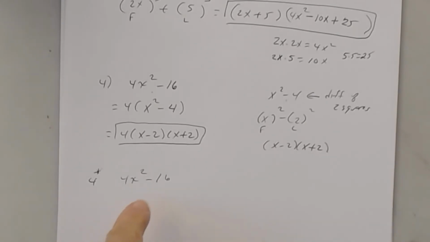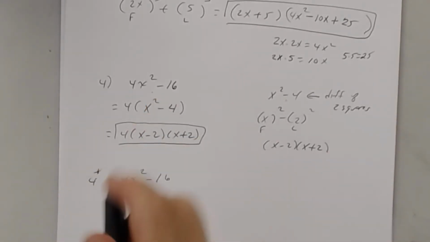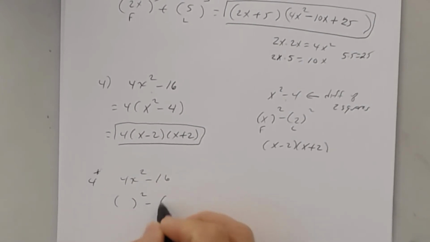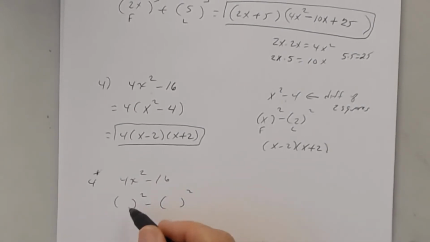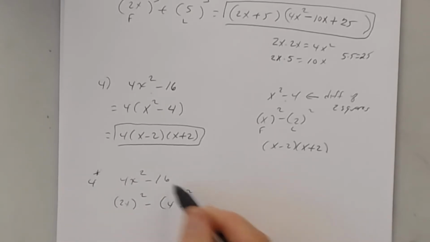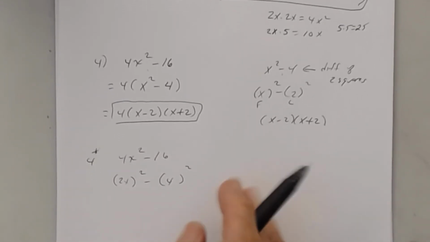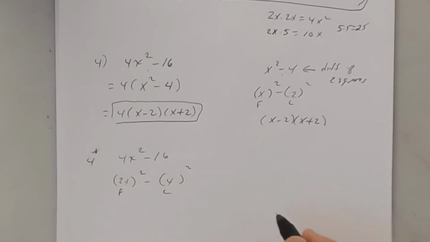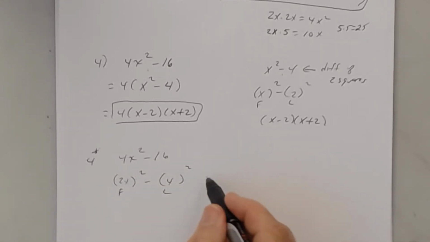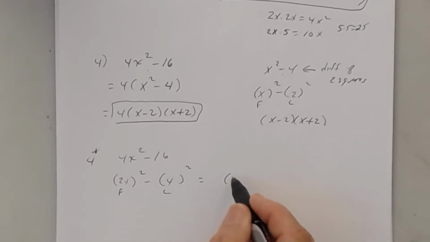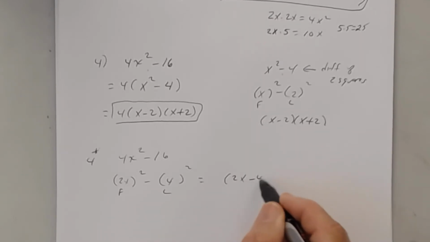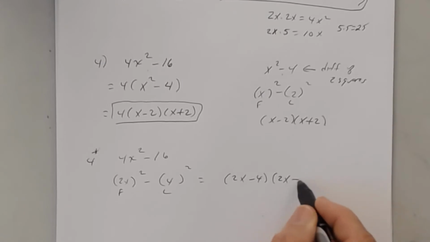But is this still the difference of 2 squares the way it's written? Yes, because I can fill in these parentheses because 2x times itself is 4x squared, 4 times itself is 16. So the way it's written, this is the difference of 2 squares. So f is 2x and L is 4. So when I factor this, I get 2x minus 4 times 2x plus 4.